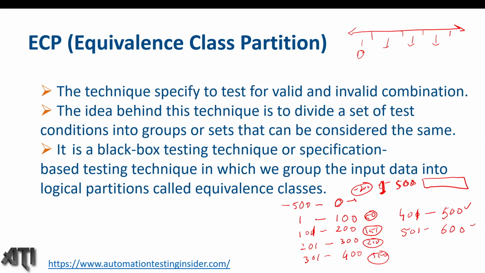So how many test cases did we derive? 1, 2, 3, 4, 5, 6 and 7. Only 7 test cases. We'll test only for 7 values. Now let's see what the positive test cases and what the negative ones are here.